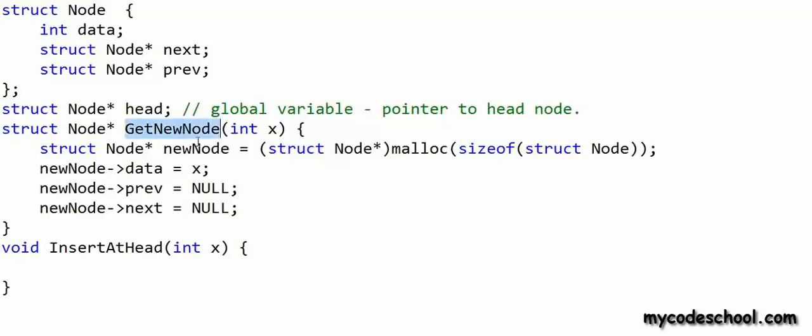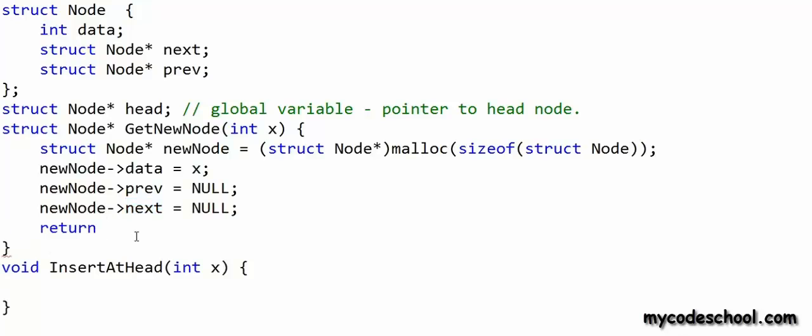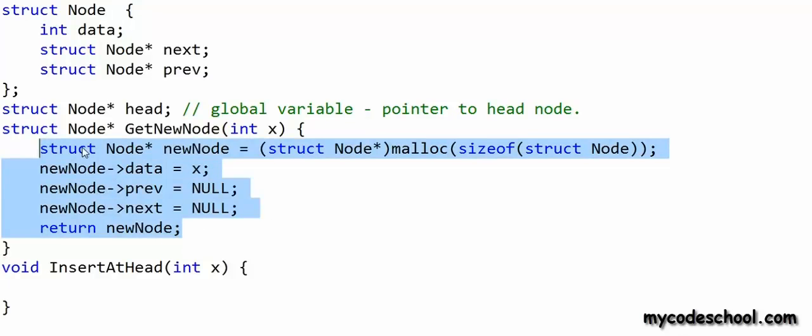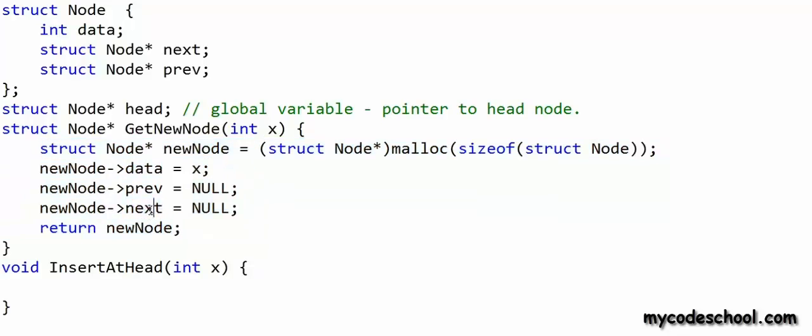I've written a function here named get new node that will take an integer as argument, create a node, fill in the data field as x, and set both previous and next pointers as null. This function will return a pointer to node, so I will return new node from here. I'm writing a separate function because I can avoid duplicate code by using it for creation of a node, because I'm going to create a node for function insert at head as well as in function insert at tail that I'll be writing after some time.